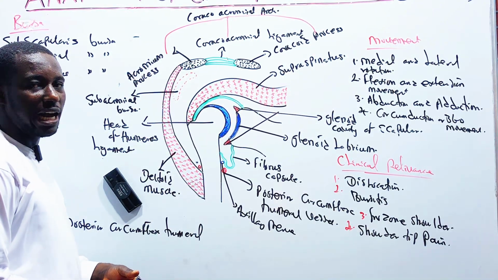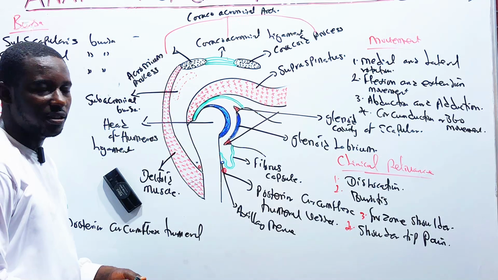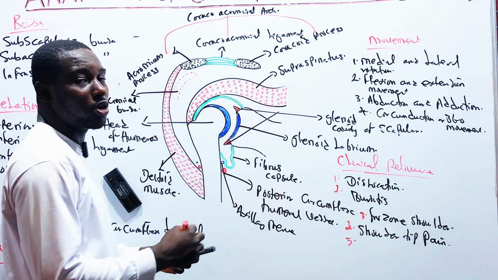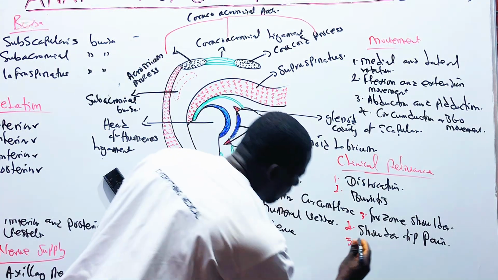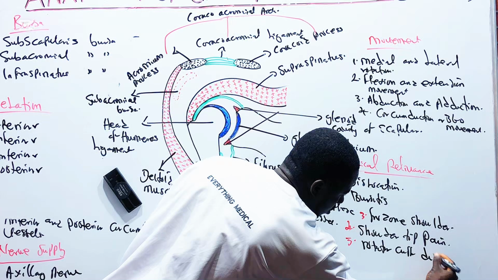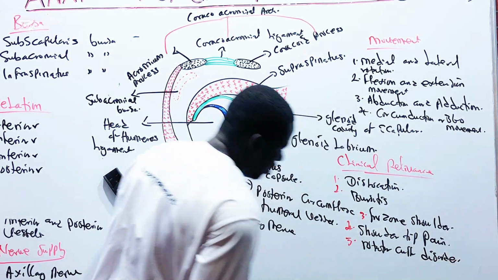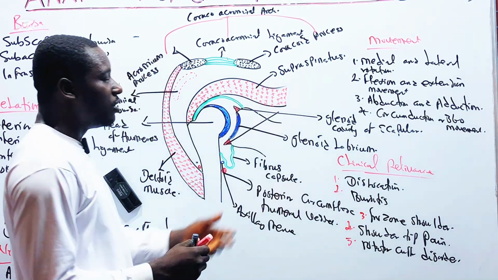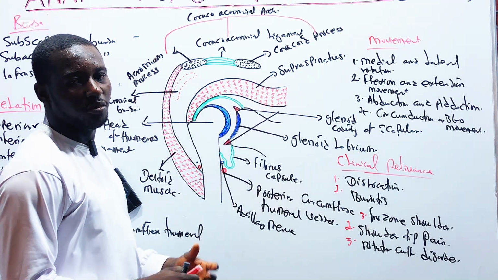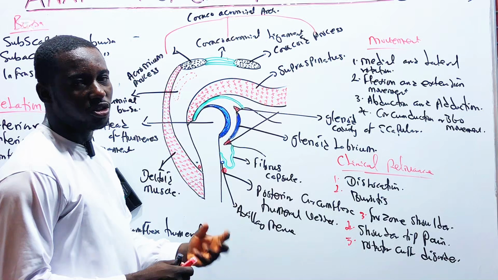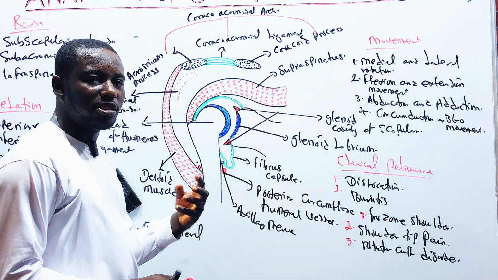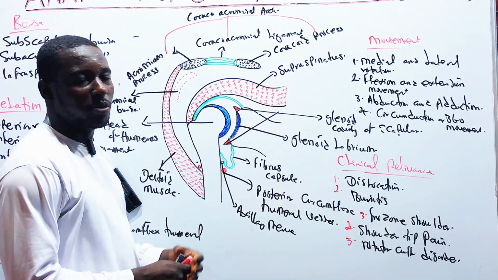Okay, we have another one, which is the rotator cuff muscle disorder. It could lead to the detachment of those muscles that form the musculotendinous cuff muscles. The musculotendinous cuff muscles include the supraspinatus, the infraspinatus, the teres minor, and the subscapularis muscle.